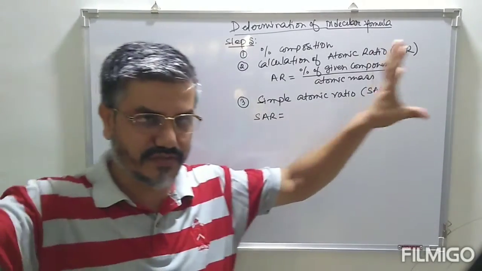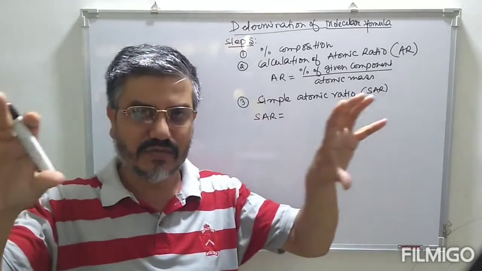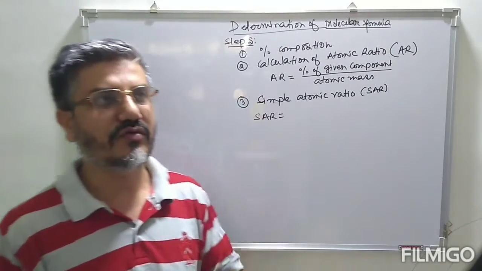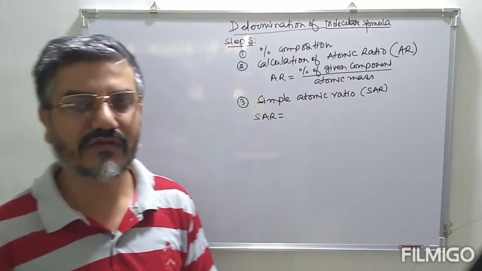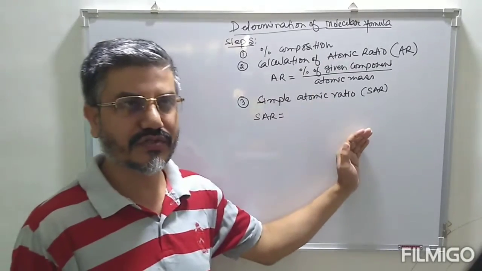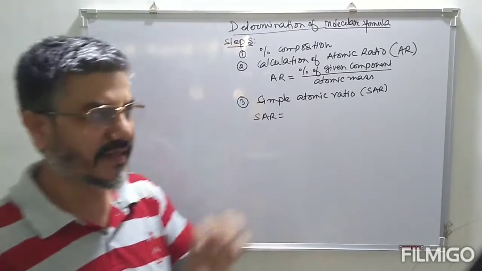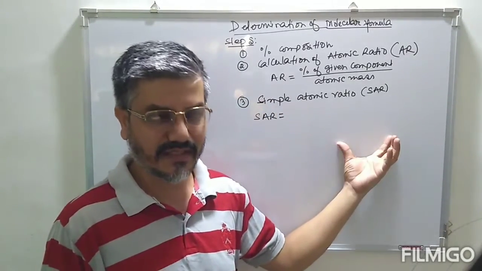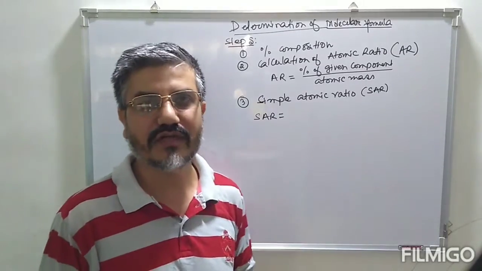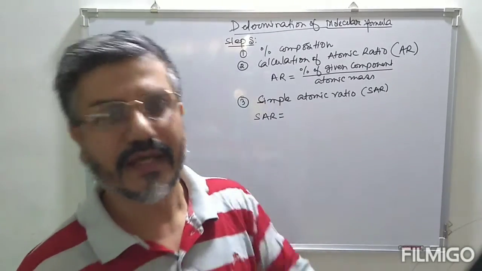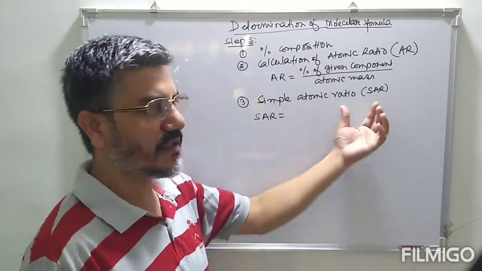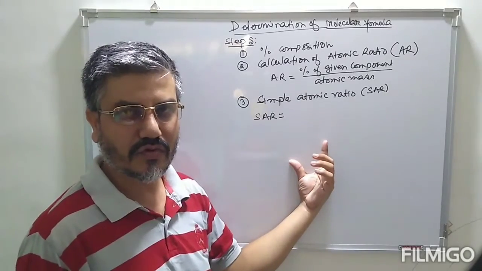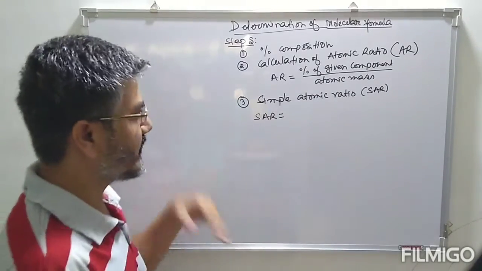That means we have atomic ratios of the given components. From all these atomic ratios, find the least value. With the help of this least value of atomic ratio, divide all the atomic ratios by the least value. That gives a ratio which is known as the simple atomic ratio. In the majority of cases, this simple atomic ratio will come out to be a simple whole number. If not a whole number, then we convert this fractional value into a whole number. That is the next step.